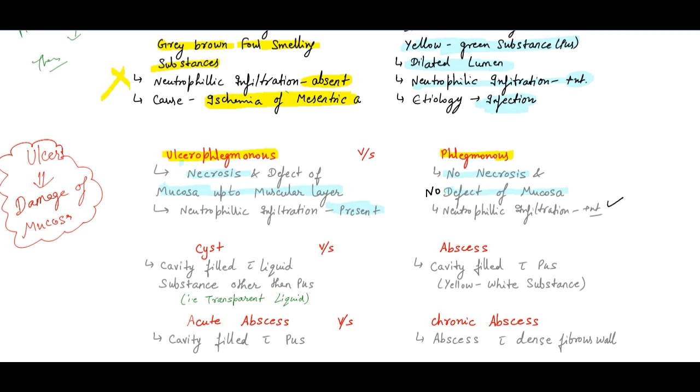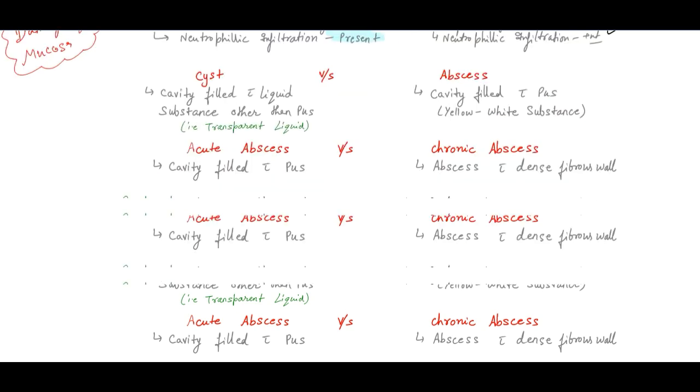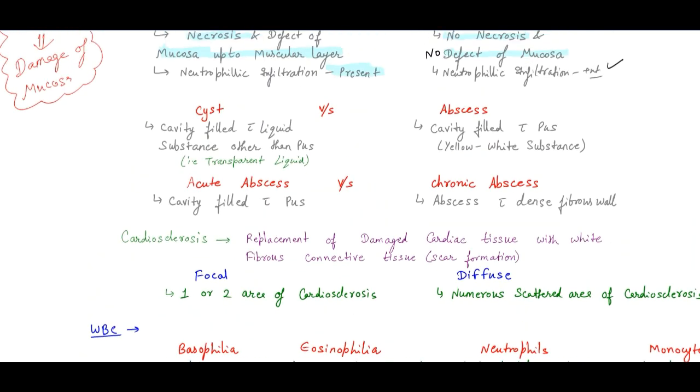Now let's go to cyst versus abscess. What is a cyst and what is an abscess? A cyst simply means a cavity filled with liquid substance. Pus is a yellow-white substance, so any liquid other than pus is a cyst. It can have a transparent liquid. An abscess is a cavity filled with pus.